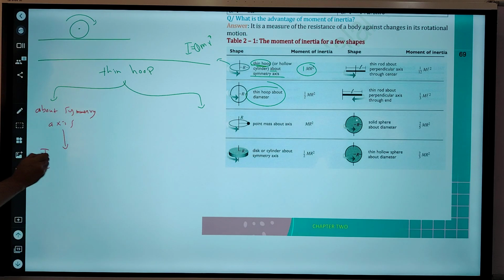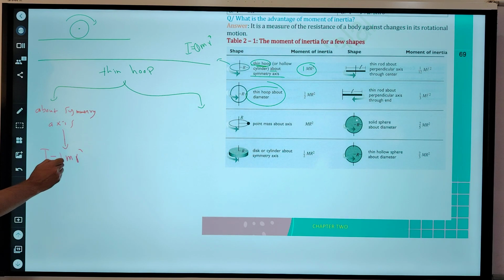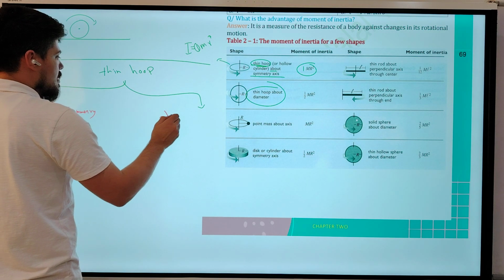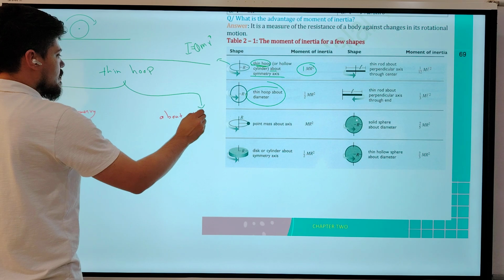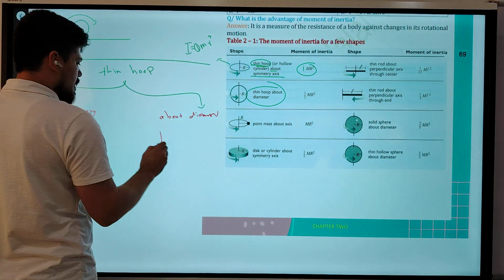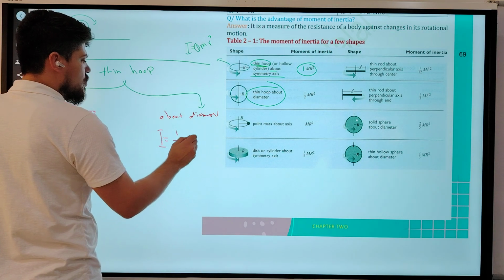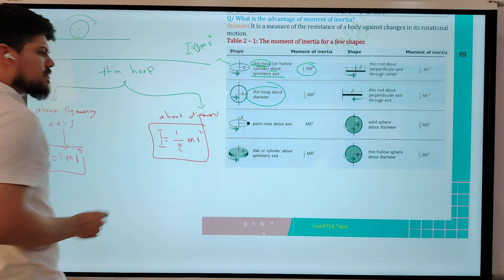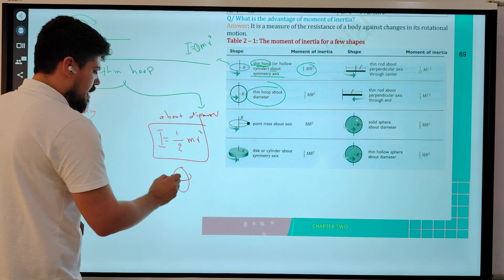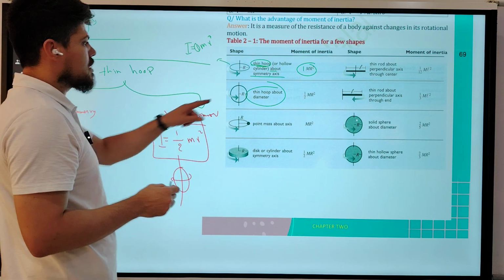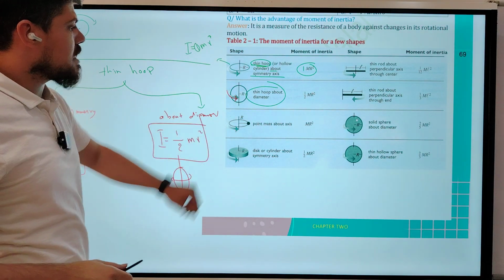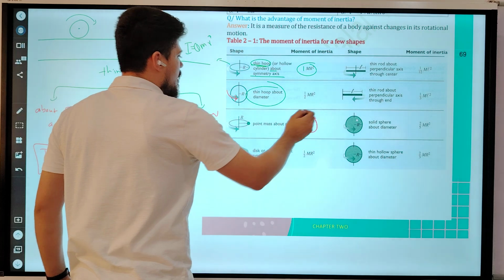its moment of inertia is equal to what? mr squared, 1 mr squared, okay? But about a diameter, its moment of inertia is going to be 1 over 2 mr squared. Be careful, okay? When a ring is rotating about a diameter, okay? As you can see in this picture. A point mass about an axis also has mr squared value.